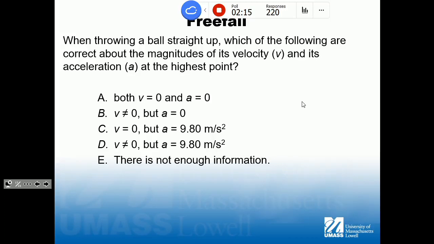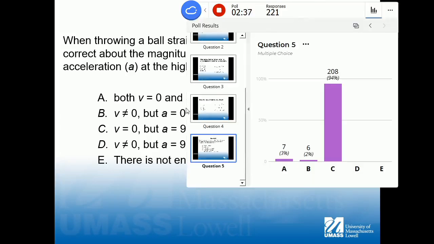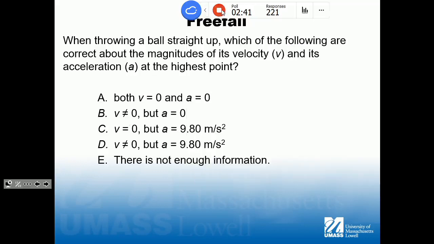Everyone with me? Okay. So the option must be C. The value of A is the same throughout the motion. It doesn't change, right? Free fall is motion at constant acceleration. And when we say something is constant, we're saying that it doesn't change, right? Okay, so let's see where I'm at. Great. That is correct. The answer is C.